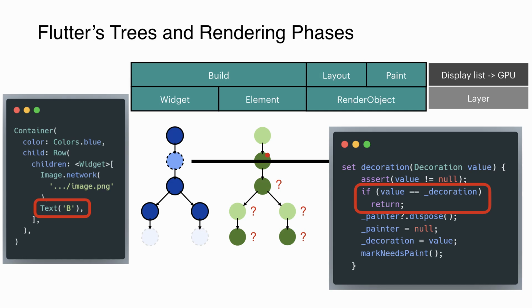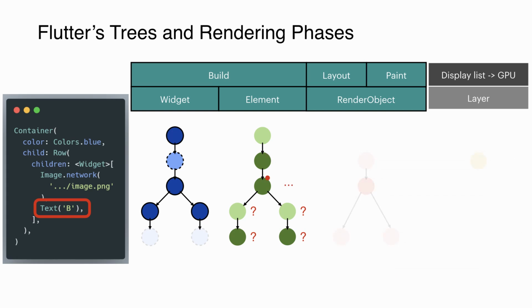And at the bottom, you can see there's a call that says markNeedsPaint. And in a similar way, all of the other elements and render objects will be tested to see if their types have changed or if any of their configurations have changed.